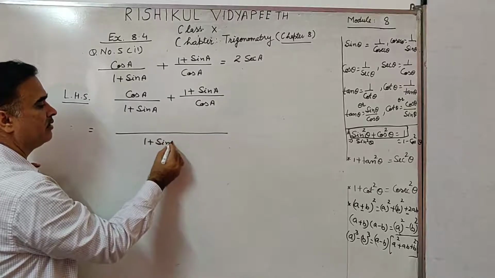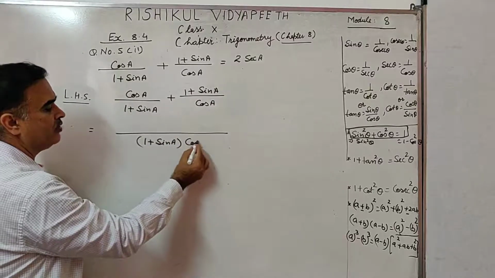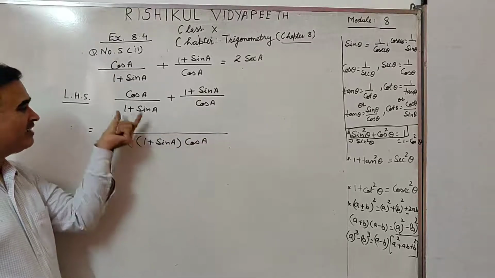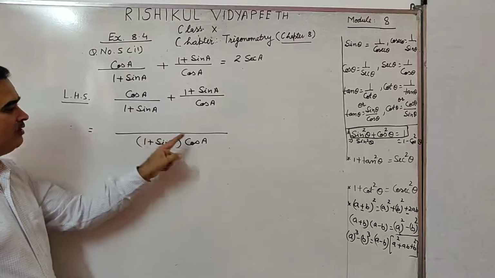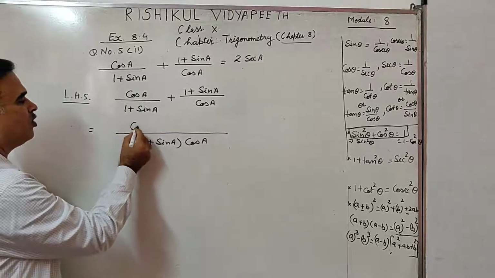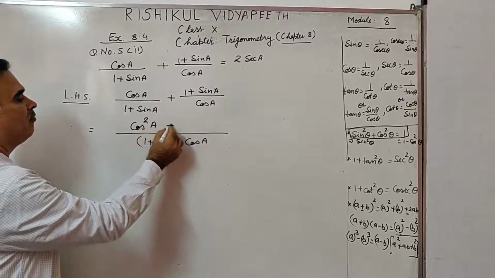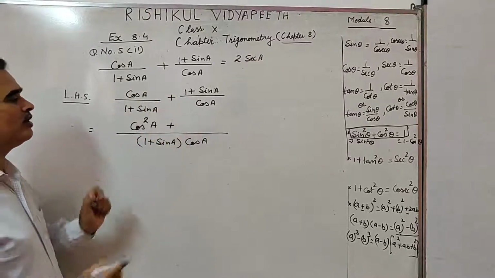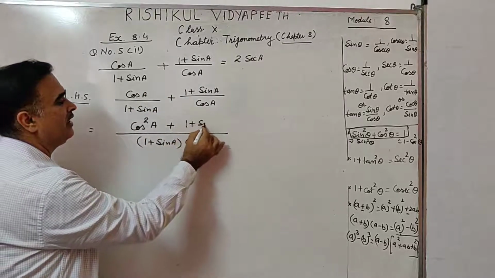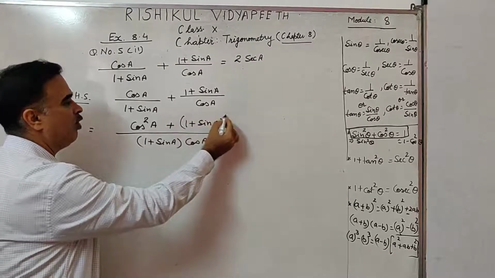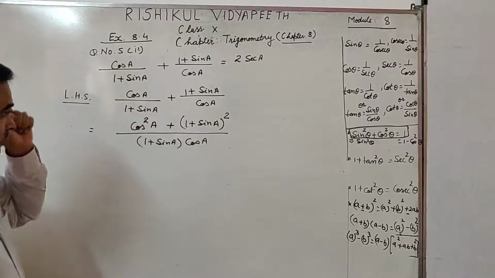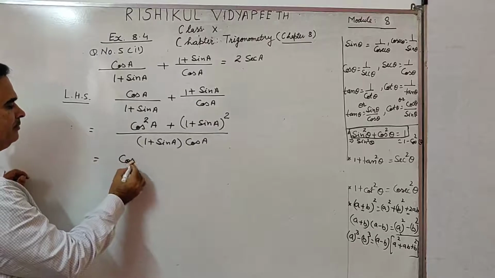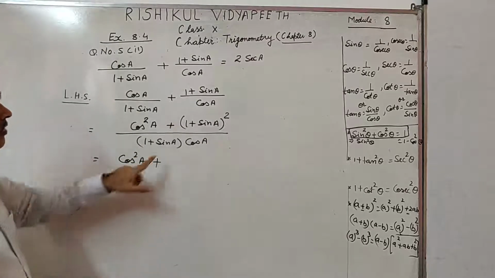1 plus sin A into cos A. You know this. If you divide this by this, the 1 plus sin A cancels out. Then cos A into cos A, it becomes cos square A plus, and this cos A cancels out, it becomes 1 plus sin A into 1 plus sin A. It is 1 plus sin A whole square. So my dear students, this is cos square A, and who will tell me what is this?